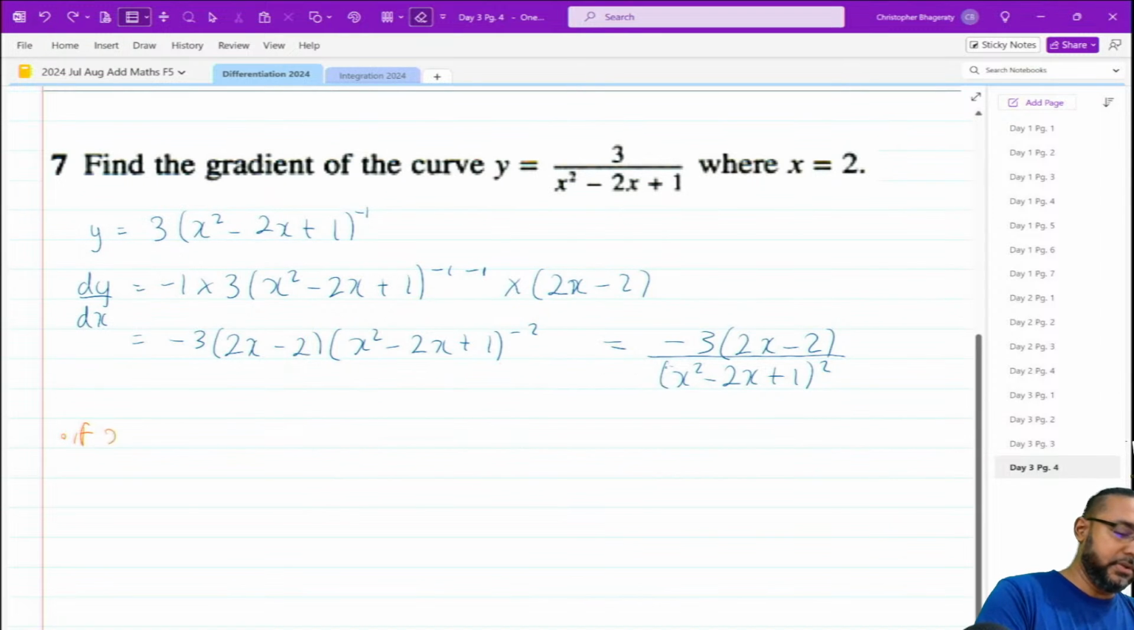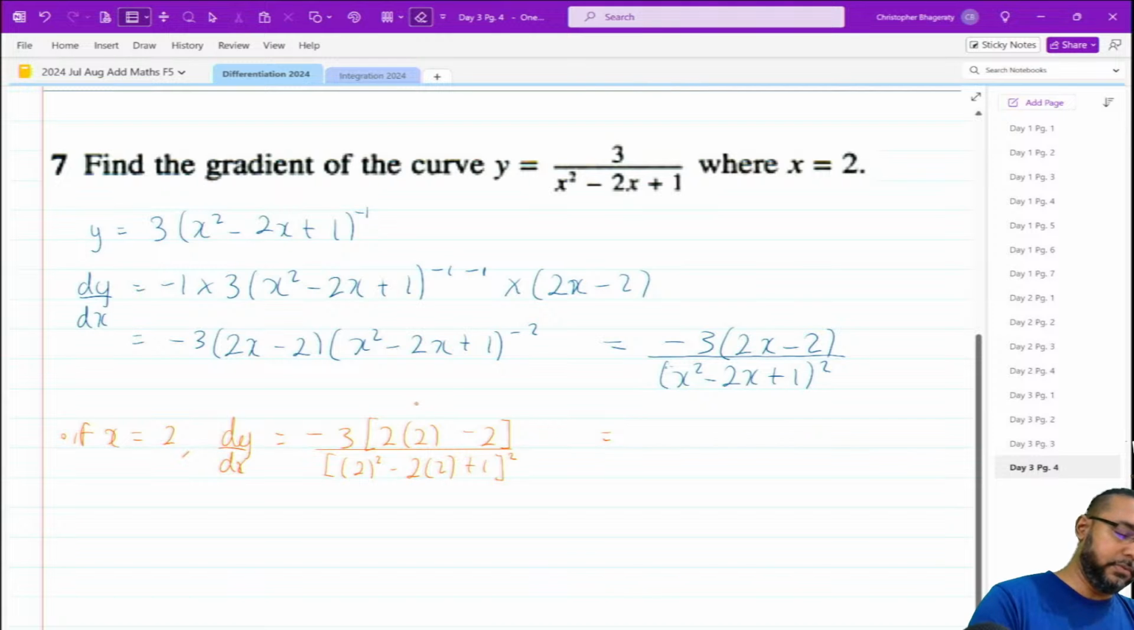Anyhow, so if x is equal to 2, then the value of dy/dx would be equal to what? So minus 3, then multiplied by 2 times 2, minus 2, all over, right? So here now we have 2 squared minus 2 times 2, which will cancel, plus 1, then squared, right?